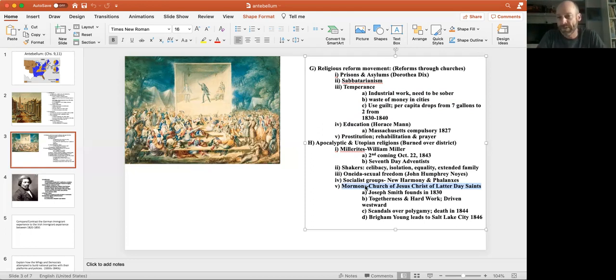That's kind of the idea of it. And so Joseph Smith had this fiery, magnetic personality. Thousands of people followed him, but they were very unpopular with mainstream America because of two beliefs.